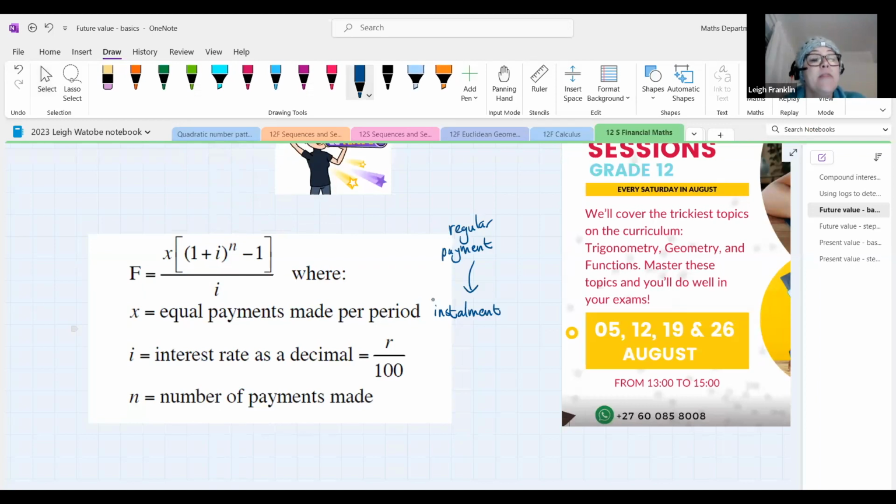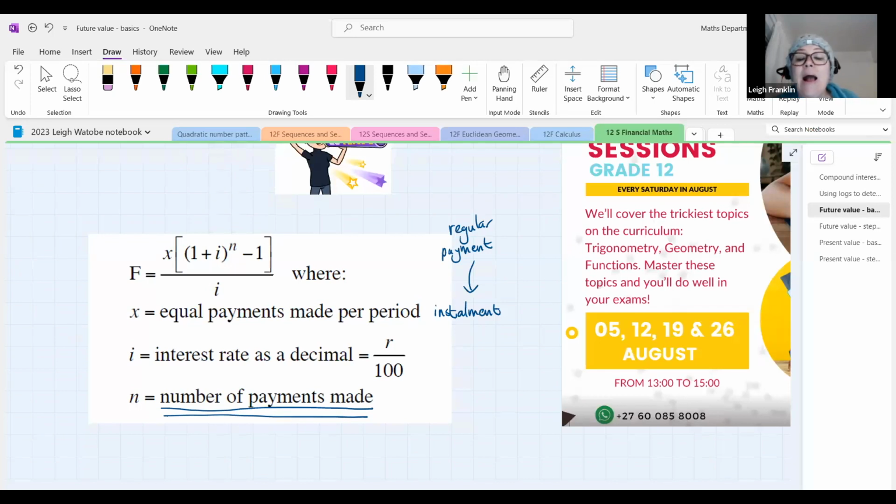The letter i represents our interest rate. n represents the number of payments made. So it's different to compound interest and reducing balance depreciation. n is the number of payments that are going to be made.